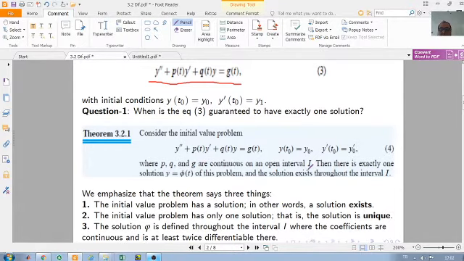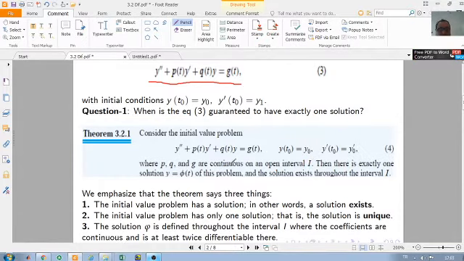Then there is exactly one solution, which is a function of t, of this problem, and the solution exists throughout the interval. Namely, in order to say that we have exactly one solution for the differential equation written here, the coefficient functions have to be continuous on an open interval I.